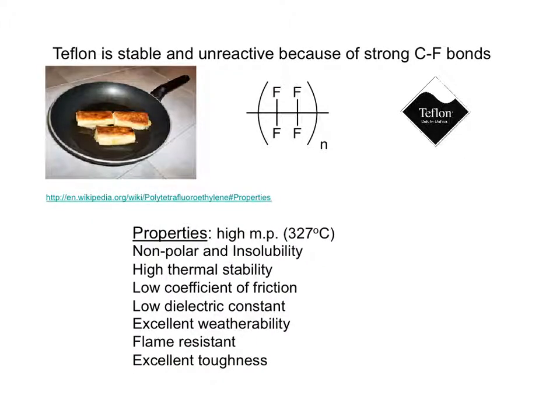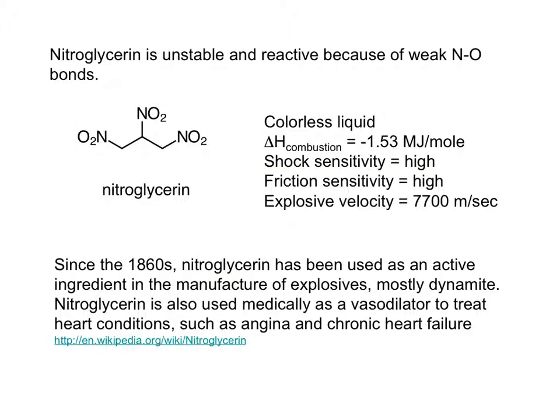So strong bonds mean stable, weak bonds mean unstable. Teflon is a compound which has very strong C-F bonds. Those strong C-F bonds make Teflon stable and unreactive. Those strong C-F bonds lead to these properties of Teflon. Nitroglycerin has weak N-O bonds, which makes this compound unstable and very reactive. Those weak N-O bonds lead to these properties. Due to these properties, nitroglycerin is used as an explosive.